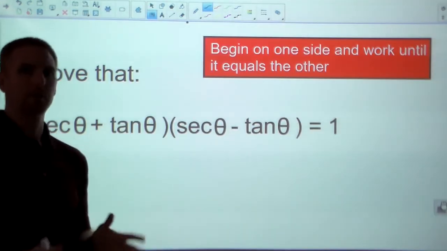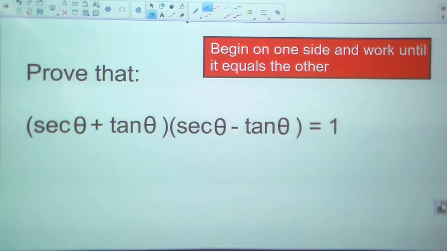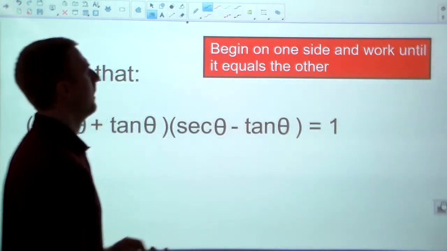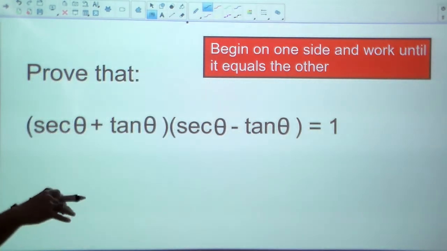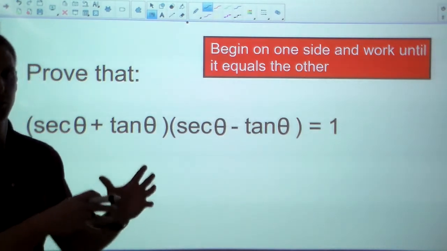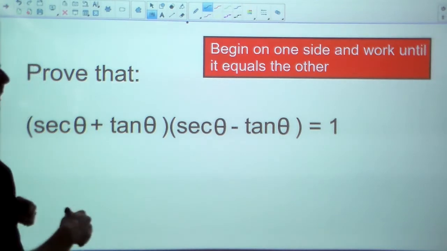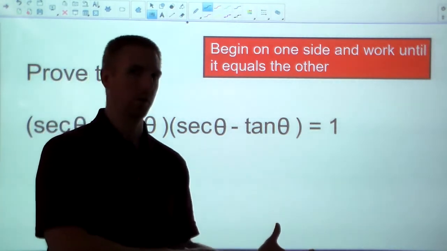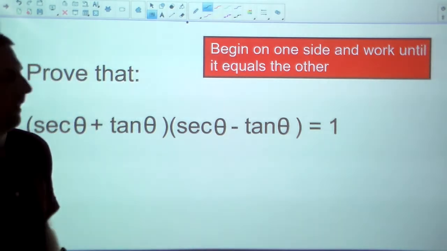All right, the final piece for this lesson is a proof. We want to prove that all this stuff here is equal to 1. Now, I put a big note up there in red. When you do a proof, make sure you start with one side and work it out until it equals the other side. In other words, pick one side and pretend you don't know the answer. You don't know the final result, and work towards solving that.